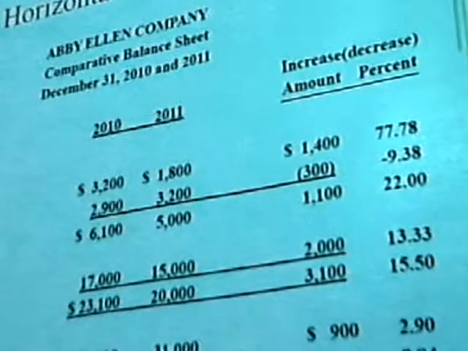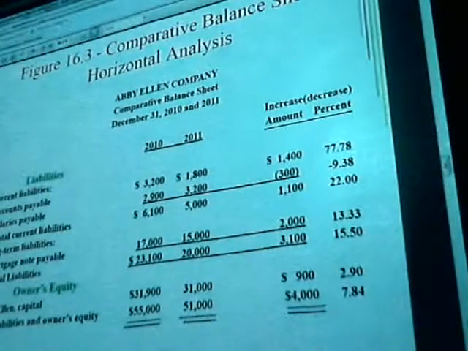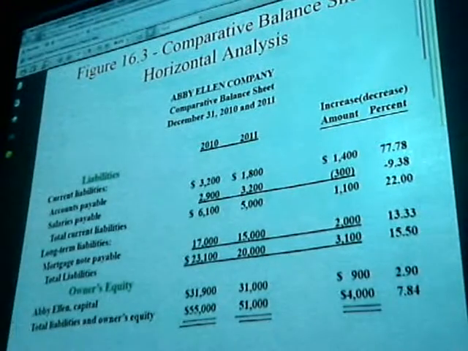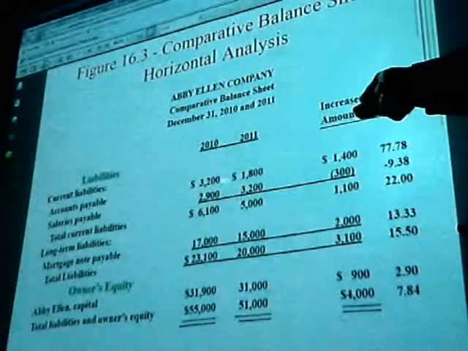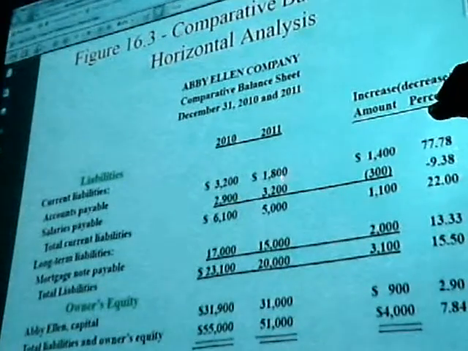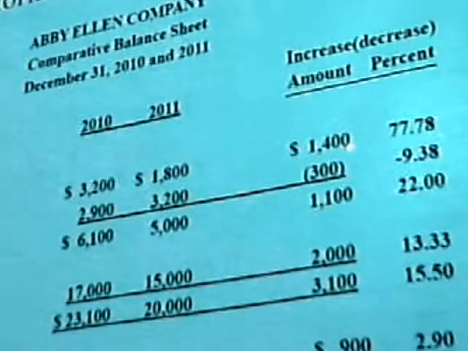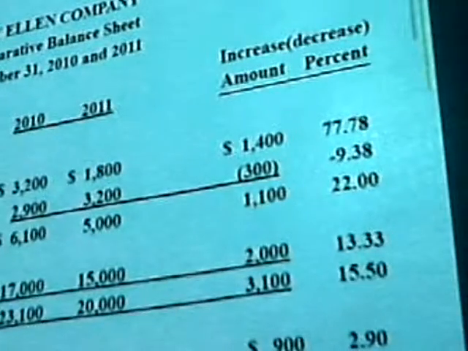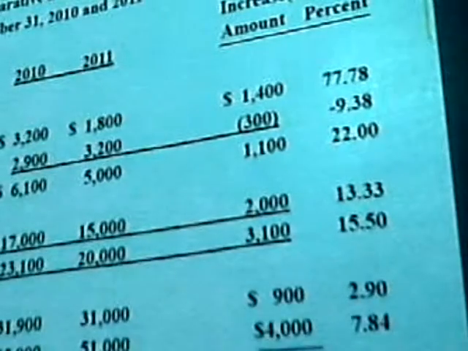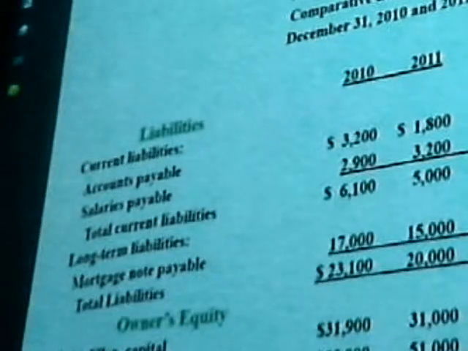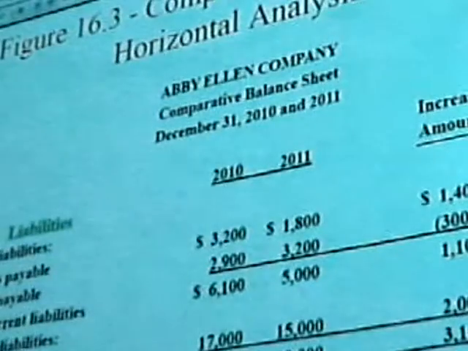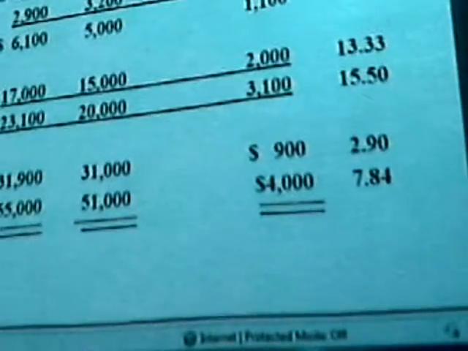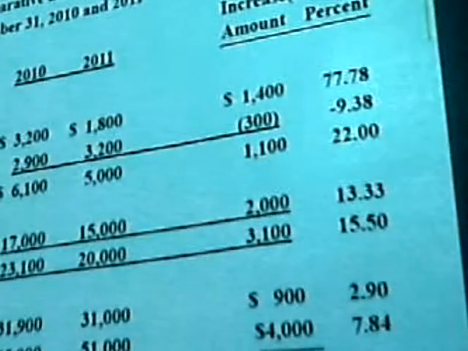Okay, what's next? I don't think you even have to go over this, because it's just the rest of the balance sheet. It would not fit on one page, obviously. It's the same horizontal analysis. Looking this way, 3,200 minus 1,800 is 1,400. 1,400 divided by 1,800 is 77.78%. Any questions on this one? Okay, another one?